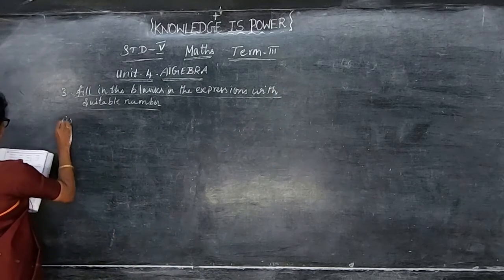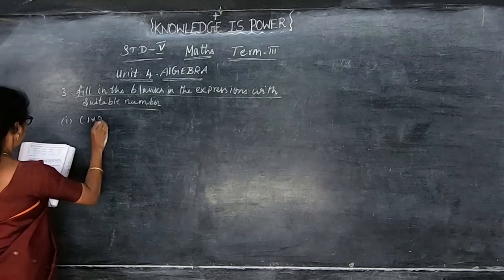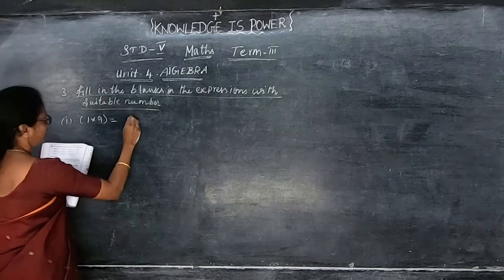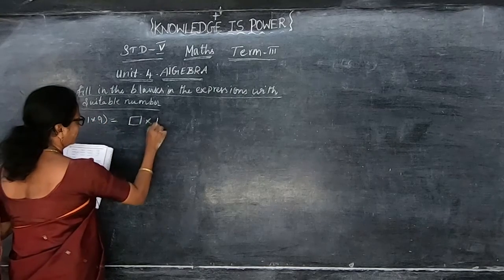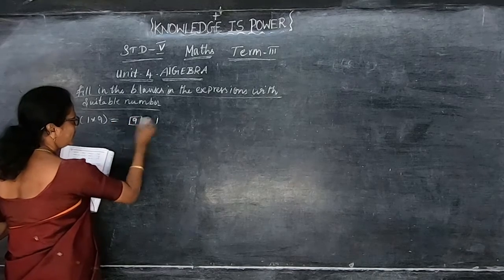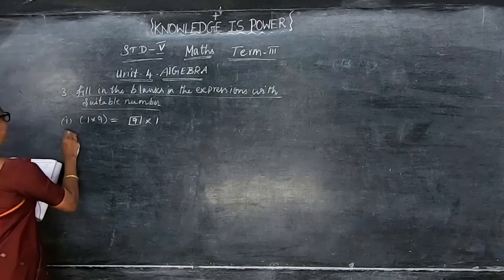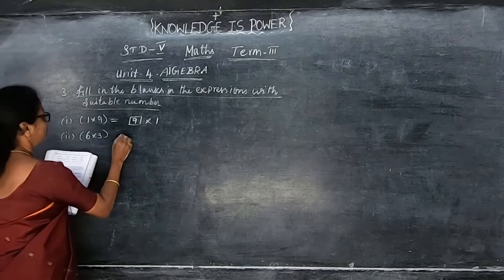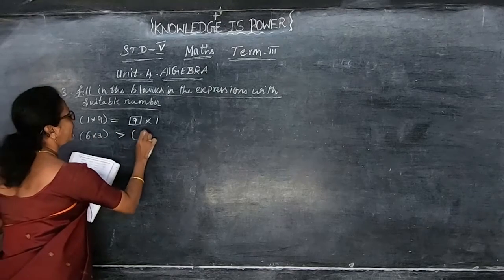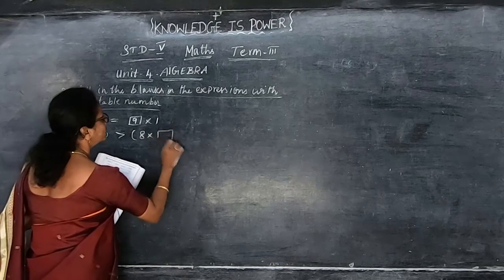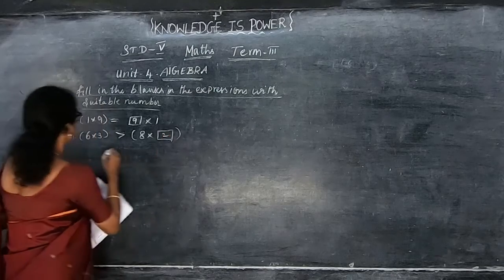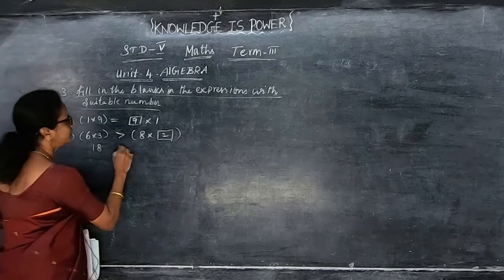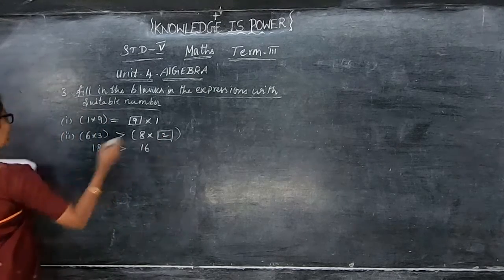So listen carefully. 1 into 9 is equal to box into 1. So 1 into 9 is equal to 9 into 1. Second sum, 6 into 3 greater than 8 into box. So 6 3s are 18, and 8 2s are 16. So you have to put 2.